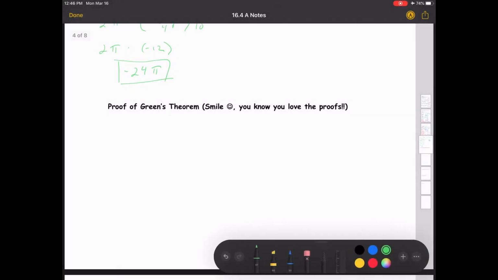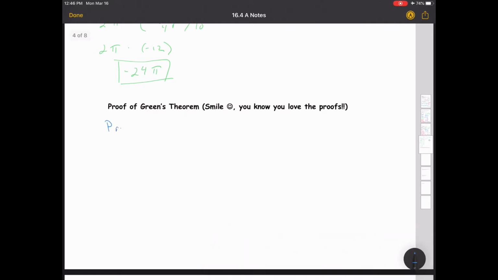So I guess the question is, what exactly are we trying to prove? Well, this is what we're going to prove, that the line integral over C of p dx plus q dy is the double integral over D of dq dx minus dp dy dA.